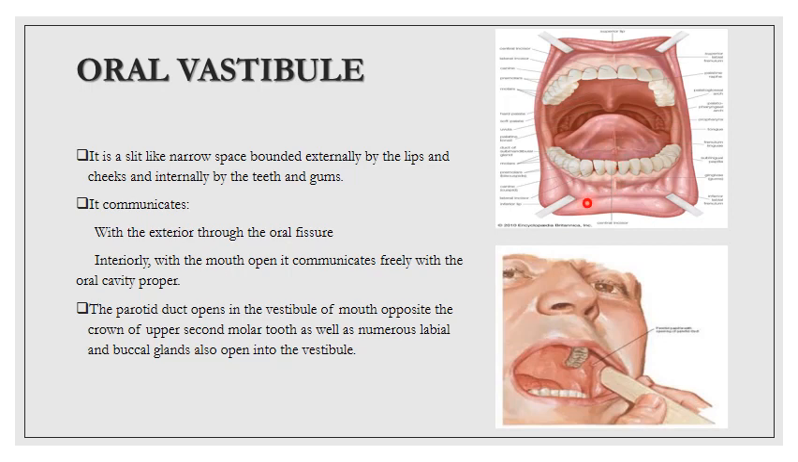An important feature of the vestibule of mouth is that the parotid duct opens in the vestibule opposite the crown of the upper second molar tooth, and numerous labial and buccal glands also open into the vestibule. Now here you can see the opening of the parotid duct in the vestibule of mouth opposite the crown of the second upper molar tooth.